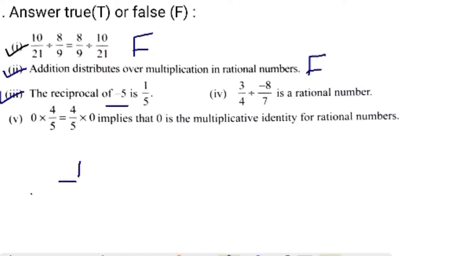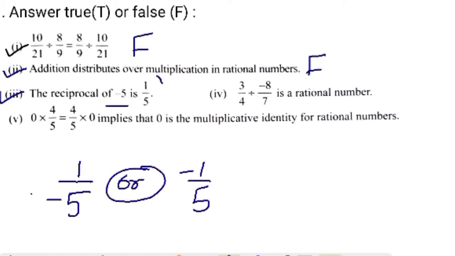Next, the reciprocal of minus 5. Reciprocal of minus 5 will be 1 upon minus 5, or we can say minus 1 upon 5. But they have given a positive value. So this is false.